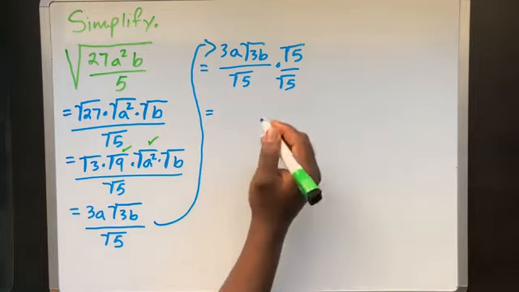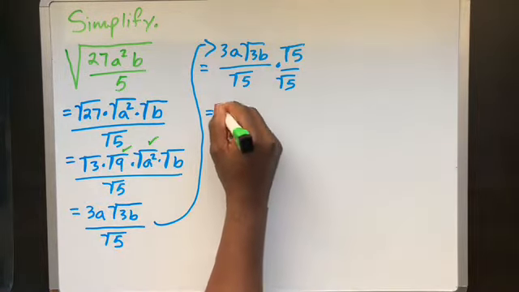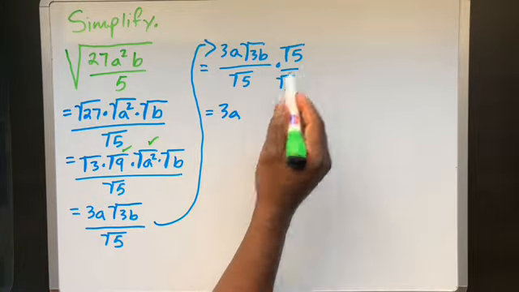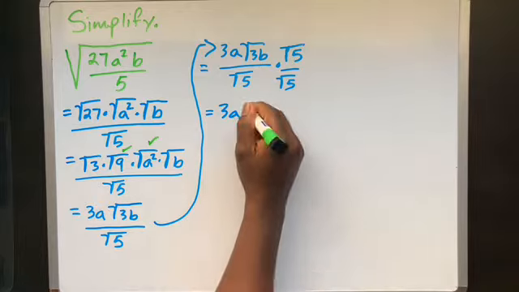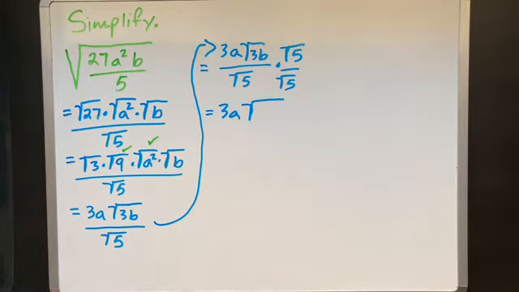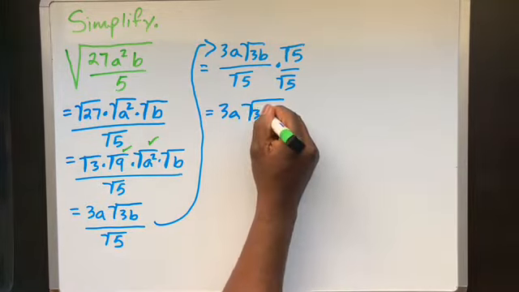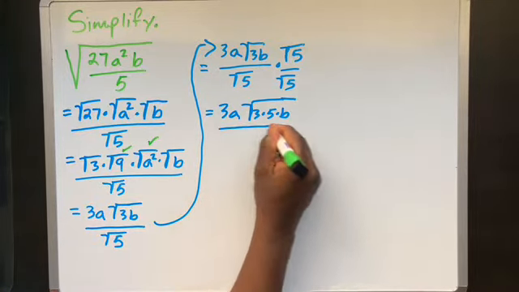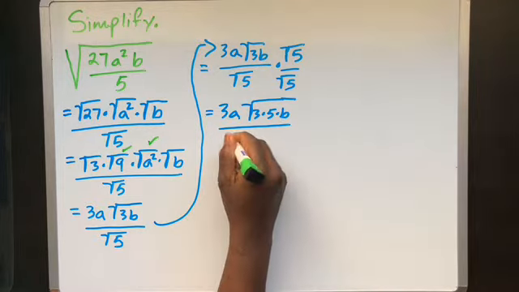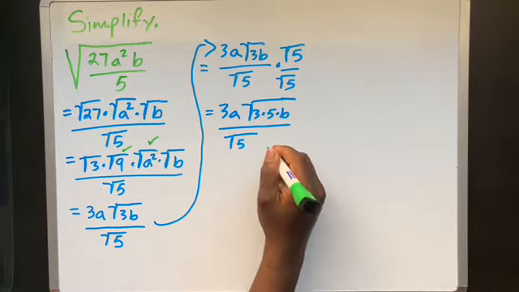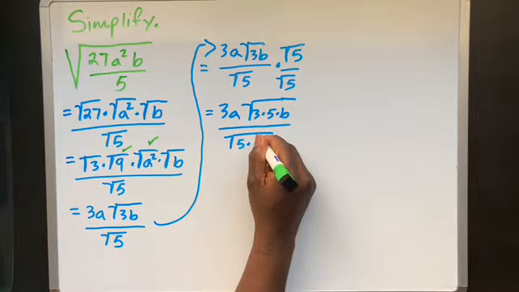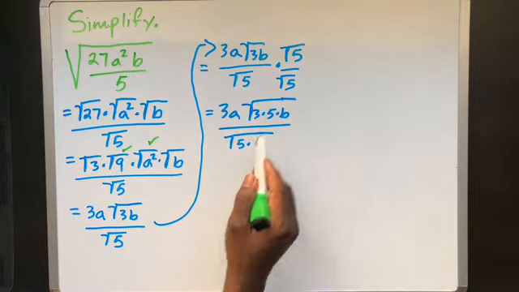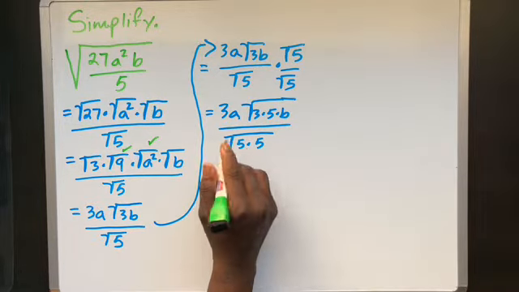We're going to keep the 3 times a because that's on the outside. And I'm going to bring the 3 times b times 5 under the same radical symbol. So I'm going to write that as 3 times 5 times b over square root of 5 times 5. That came from here. Square root of 5 times square root of 5 can be written this way, okay?